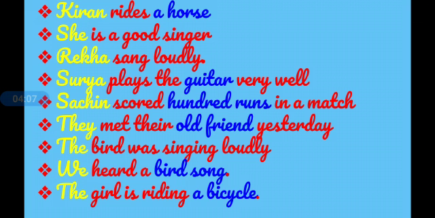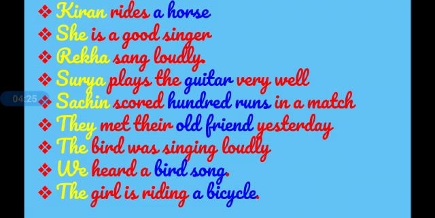We heard a bird song. What is the verb here? Heard. Who had heard? We. We is the subject. And what have we heard? A bird song. A bird song is the object.